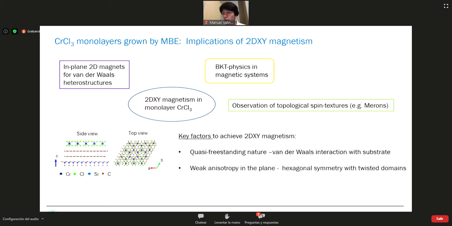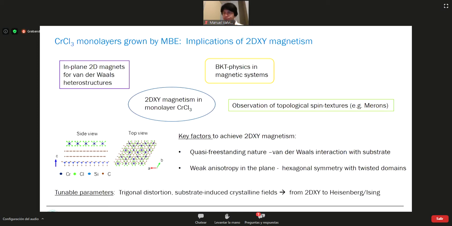I think I forgot to mention it, but now that we are here, the idea would be to tune between 2D XY or Heisenberg or Ising by tuning the crystalline fields, for instance, or the coupling to the substrate. So your questions are very relevant, not only for the electronic properties, but also directly connected with the magnetism. Yeah, the substrate issue is very, very critical.